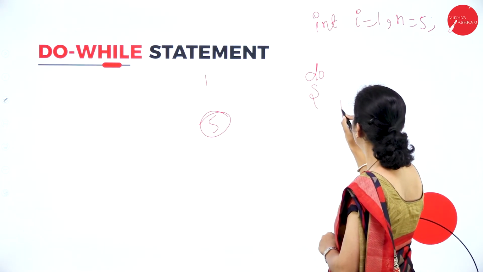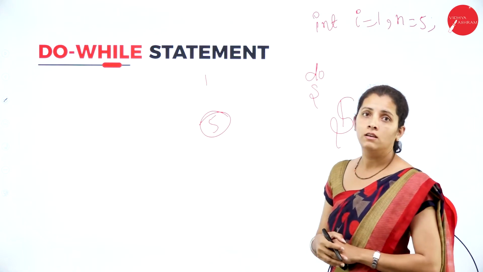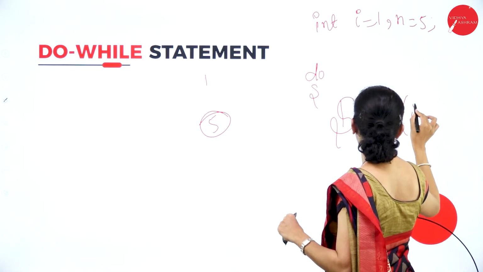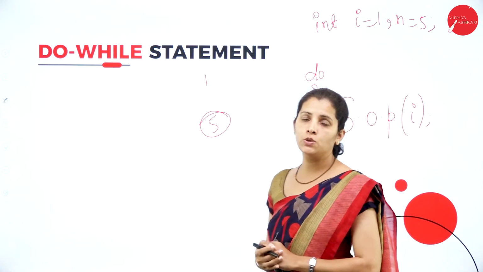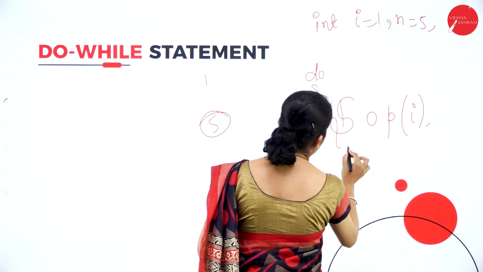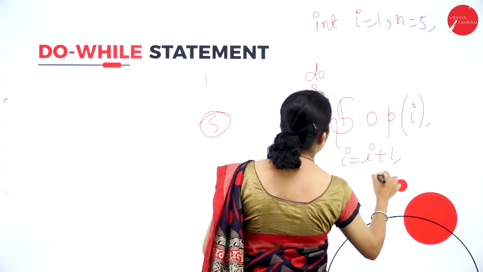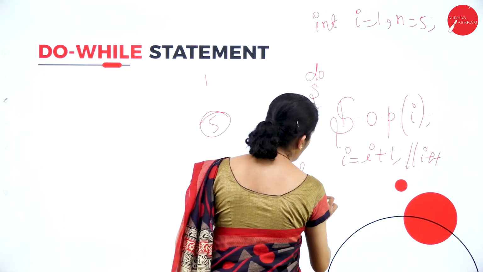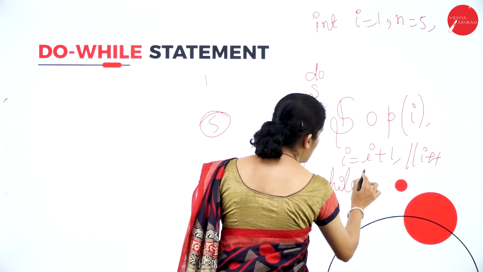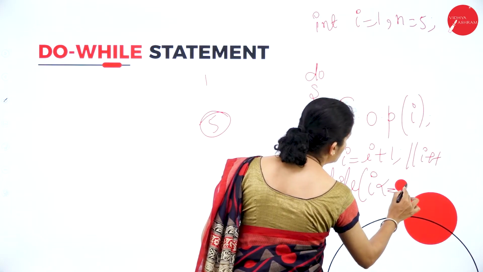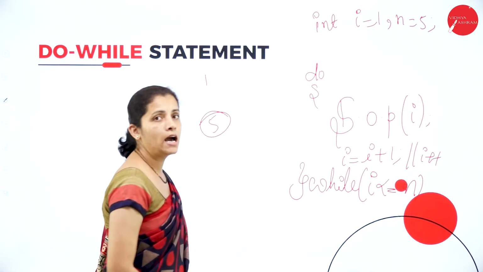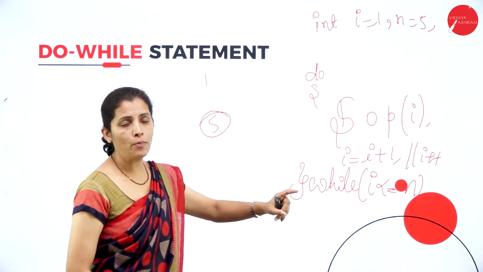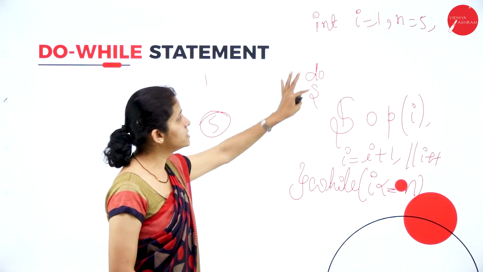Now, what I will do, I just want to print i. So System.out.println, and I'll print i. Now I just want to increment i. So i equal to i plus 1, or I can write i++. Now I'm going to write the condition: while i less than or equal to n. And why is it less than or equal to n? Because I'm going to start from 1, and I want to stop when I reach n. Now this is the simple code.